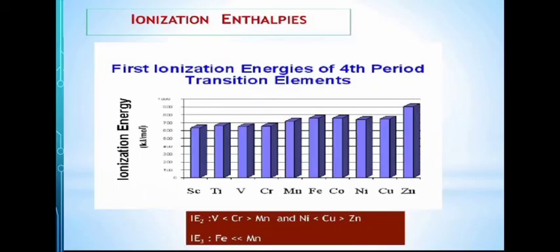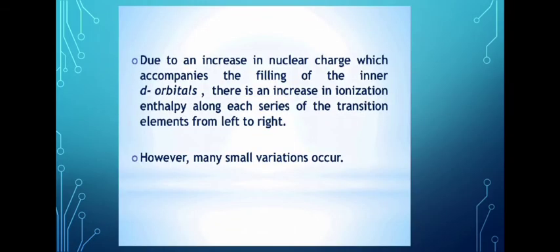This can be shown with the help of a bar graph also. In this case, ionization enthalpy is on the y-axis and the elements are taken on the x-axis. And you can see here that scandium has the lowest ionization enthalpy and zinc has the highest ionization enthalpy in the fourth period. Now, the reason is that ionization enthalpy depends upon many factors.